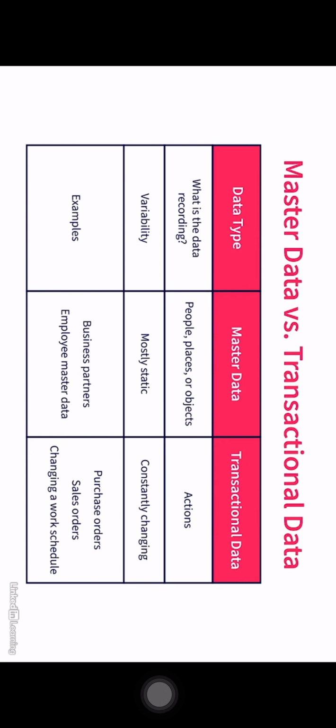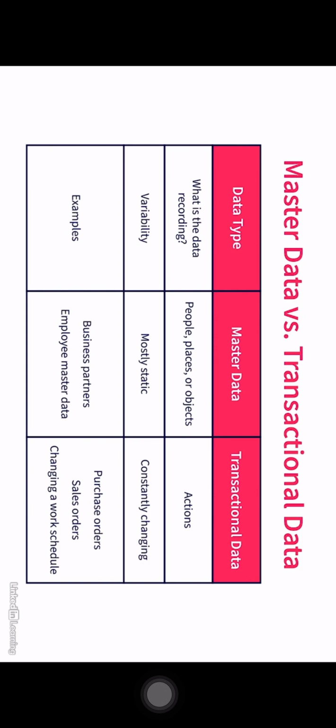Examples of master data in SAP include the information in business partner records. This is all the static data about our suppliers and our customers. Another example of master data is our employee master data, with information like employee name and social security number. On the other hand, transactional data records the actions of a business. This type of data represents the bulk of day-to-day transactions.